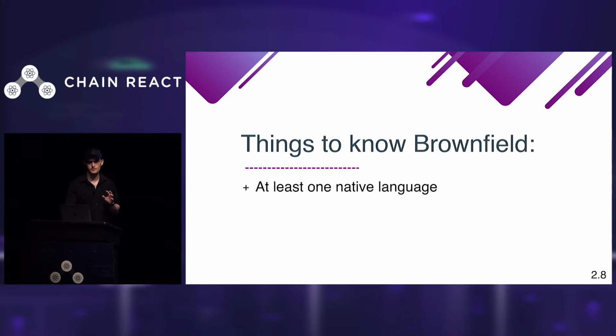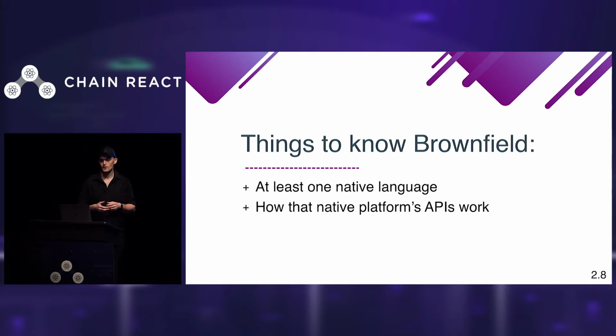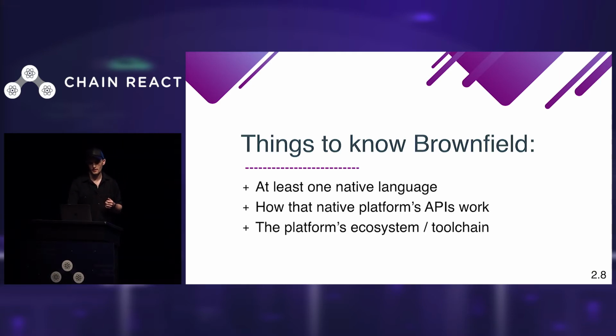But it's not just enough to know the language that the application is written in. You also have to know how that native platform's APIs work. So for example, if you were doing this for an iOS application, you'd probably want to have some idea of how a view controller works and what it's used for. On Android, that would be activities or fragments. But you would also need to know about that platform's ecosystem and toolchain. So for example, if you want to install a third-party library with a React Native app, you use Yarn or NPM.